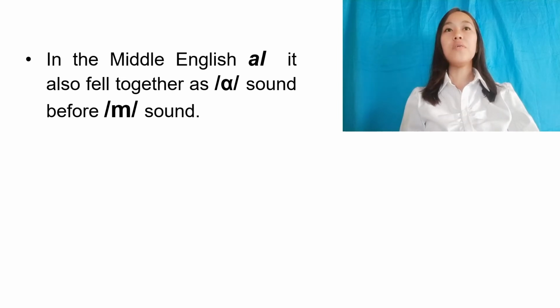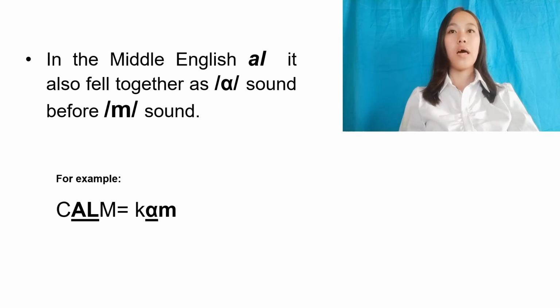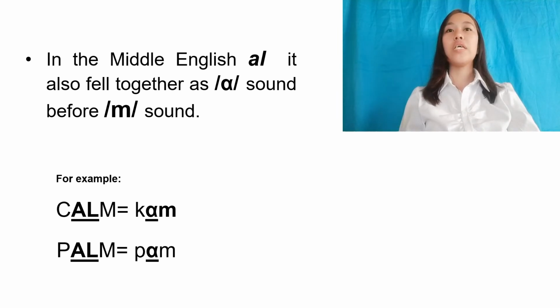In Middle English, the al phoneme also fell together as an a sound before the m sound. For example, calm, palm, wherein the al phoneme was pronounced as an a sound, like the word calm, palm.